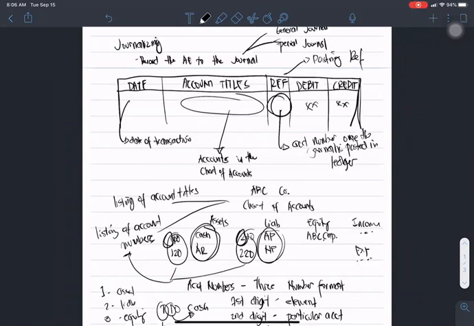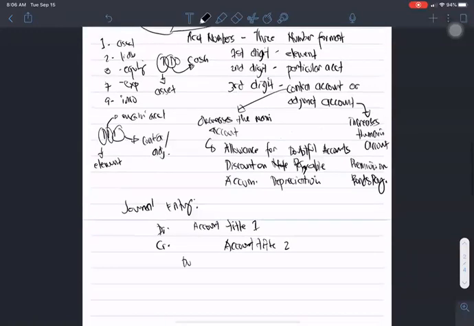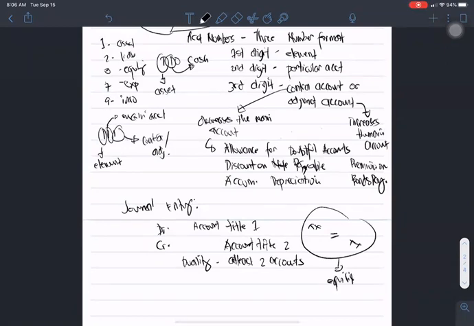So again, just a quick recap, our journal entry is based on the double entry accounting system in which we have a debit and a credit. We have at least account title 1 and account title 2, because again, we said that in our duality concept, there must be at least 2 accounts. And then under our equilibrium, the debit and credit must be equal. This is under the concept of equilibrium.